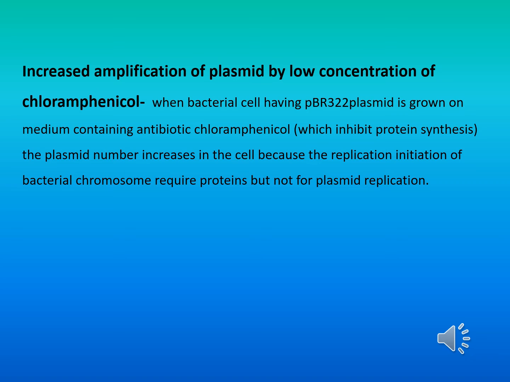Plasmid replication doesn't require protein for initiation of its replication. As we saw earlier in the diagram, plasmid replication is initiated by an RNA molecule. When we give antibiotic treatment, the chromosomal replication stops, but plasmid replication continues. In this way, the plasmid copy number increases when we give antibiotic treatment.